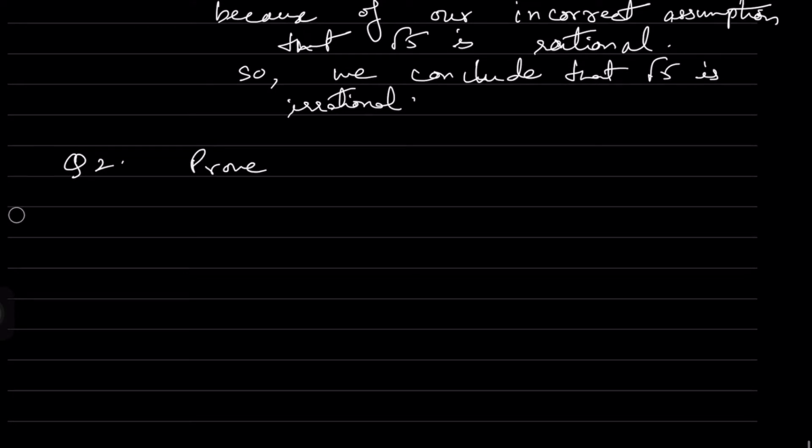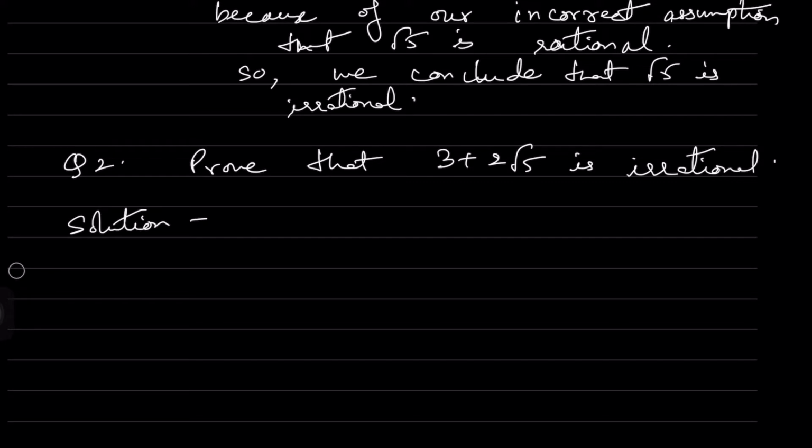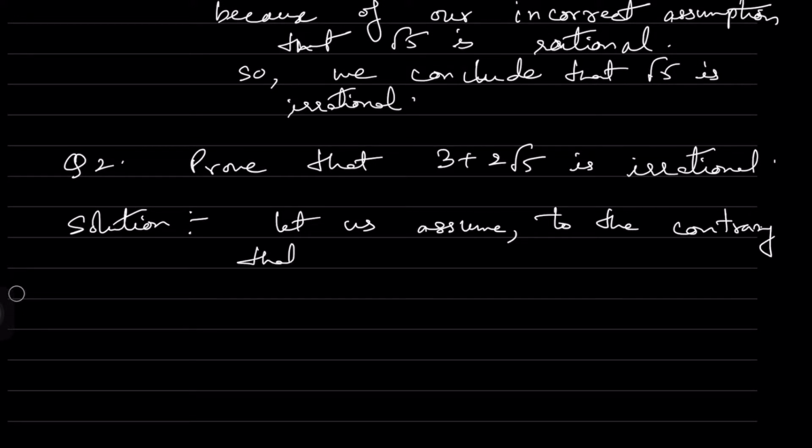So question 2. Prove that 3 plus 2 root 5 is irrational. So in this problem, if you prove root 5 is irrational, then we can tell that 3 plus any rational number is again an irrational number. So again, in the same way as the first one, we proceed. So let us assume to the contrary that 3 plus 2 root 5 is rational.